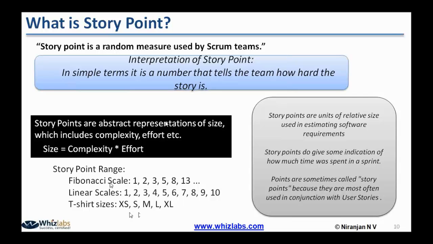Out of this, the Fibonacci scale and t-shirt size are more popular, and the linear scale is not very widely used because again it expects you to be more accurate, like you have to tell it is exactly 2 times, 3 times, 4 times. The whole point of using story points and relative estimation is to proceed with less time and quicker. So when you are going to do the linear scale, it expects you to be more accurate, and in that process you may take more time.